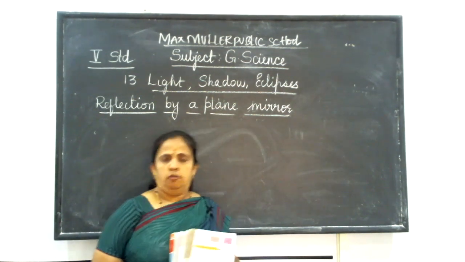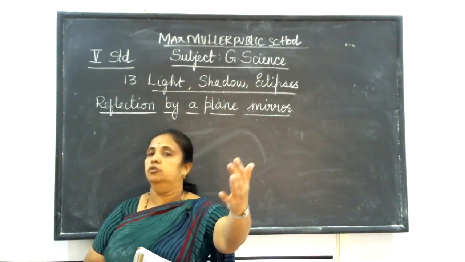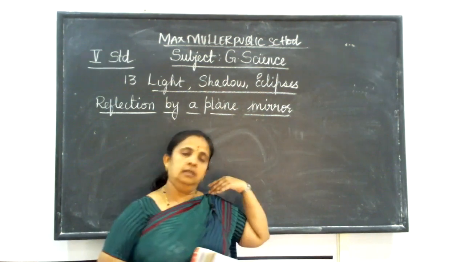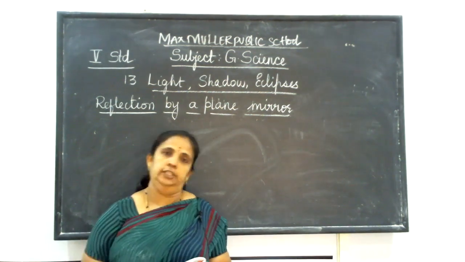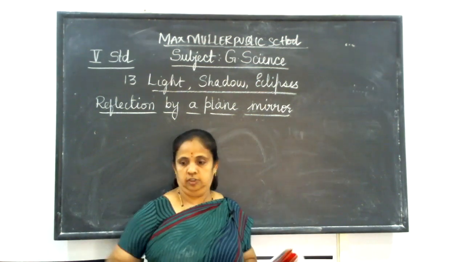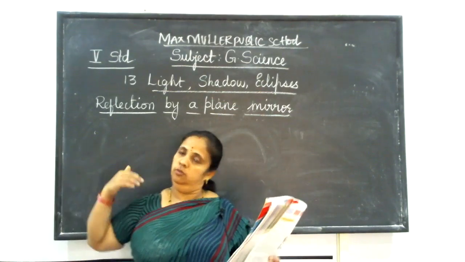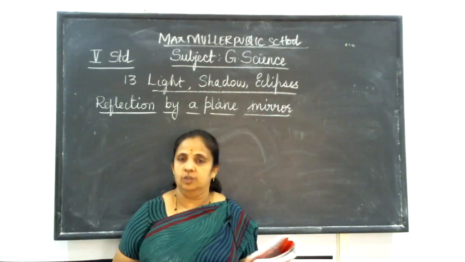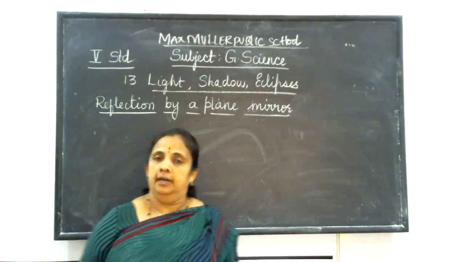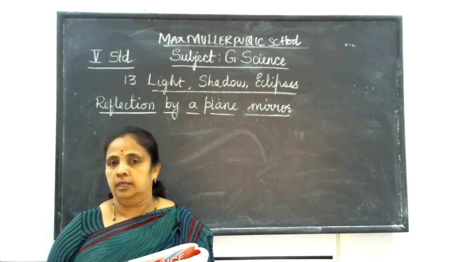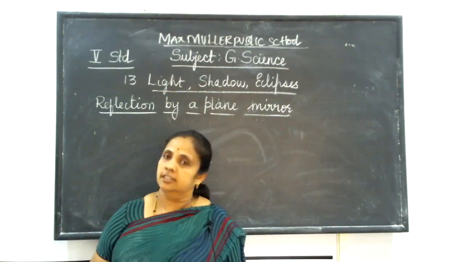Okay, so if you move forward, the image also will move forward. If you move back, the image also will move back. It depends upon the distance. And the size of the image also: if you are standing very close, you appear bigger. If you move back, the size also reduces. So that is the first characteristic of the reflection by the mirror. However your image is, it shows the same thing.